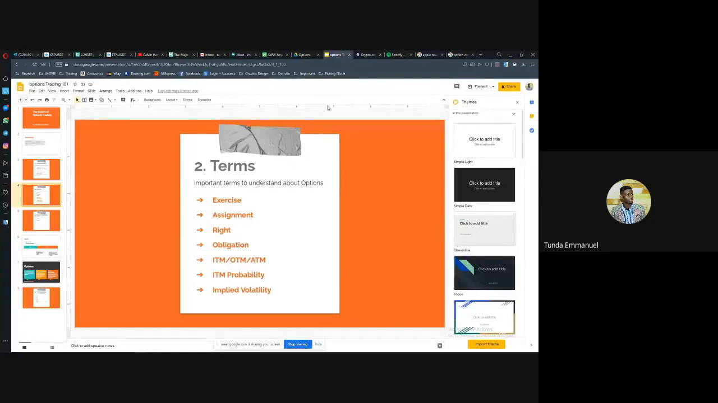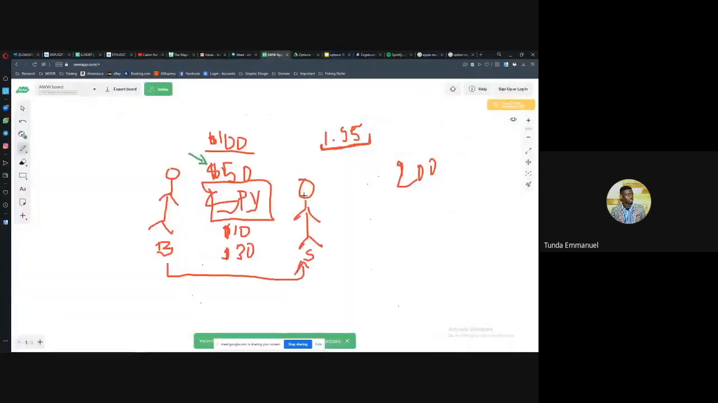Now, the assignment means what the seller will get in their dashboard: they will receive an assignment from the broker which says this buyer wants their stocks. So they now have the obligation to buy those shares, if they don't have them, and sell them to you. Or if they do have them, they have the obligation to sell them to you as you exercise your option contract.